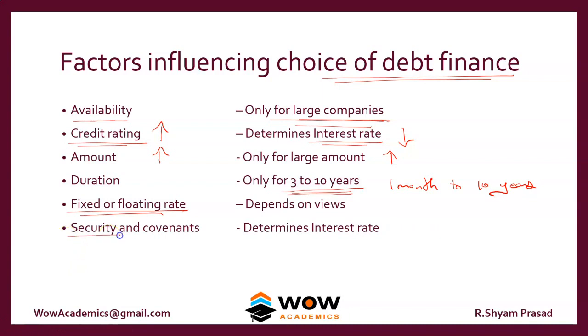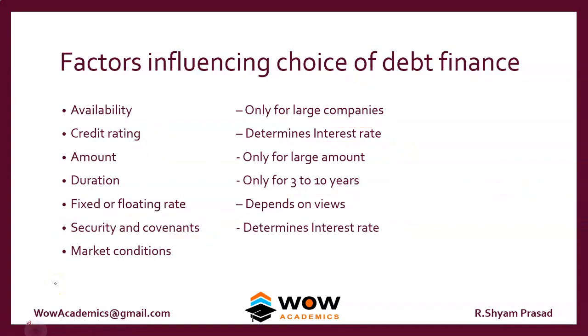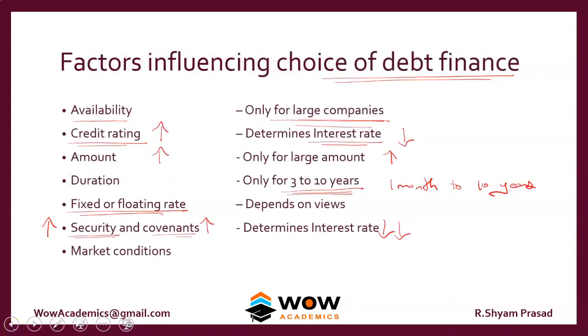Security and covenants. So security is a collateral or a pledge or asset that you give as collateral. Covenants refers to the rules and regulations that the debt holders impose on the company. So the higher the security, the lower will be the interest rate, and the higher the covenants, the lower will be the interest rate. So market conditions. In favorable market conditions, debt financing is cheap, but in times of crisis, the cost of debt would be much higher. So these are the factors which influence the choice of debt.